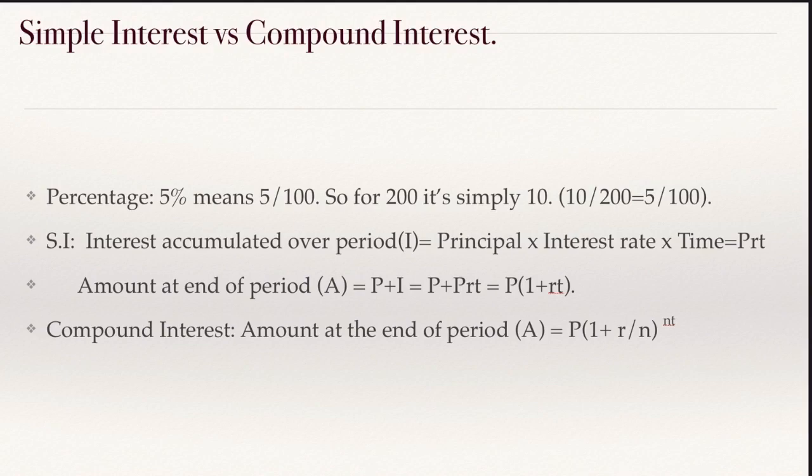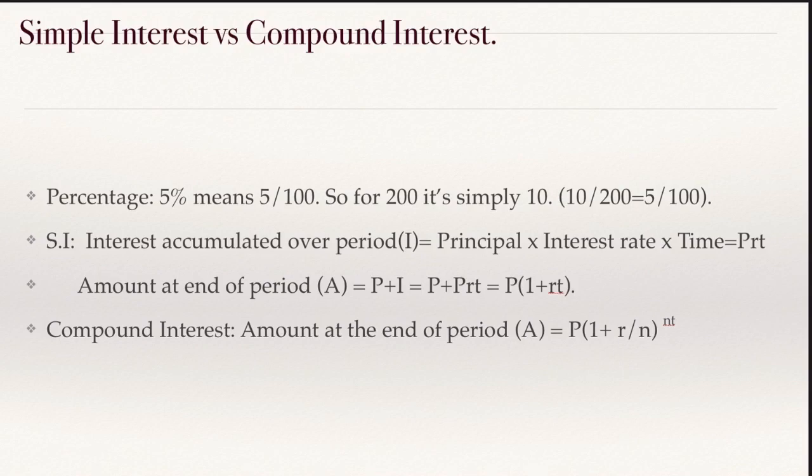In case of compound interest, the amount at the end of the period, A, is equal to P into (1 plus R by N) to the power of NT. Here N is the number of compoundings within a year.